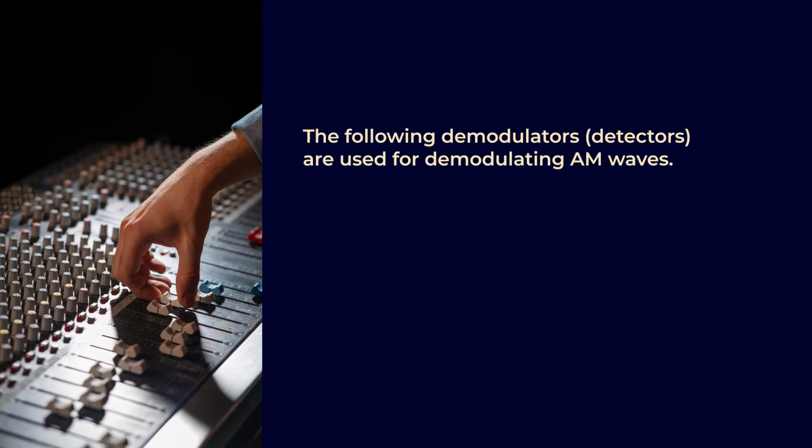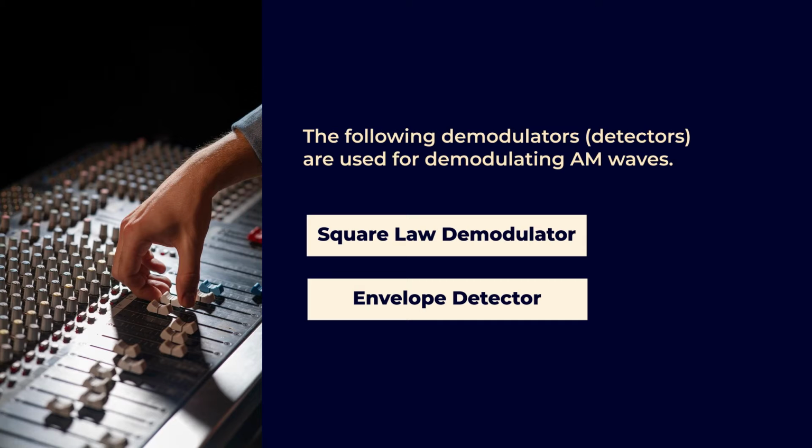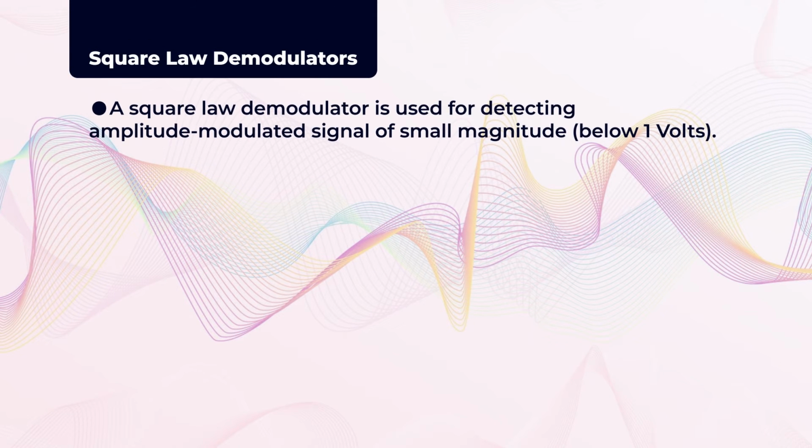There are two methods for demodulating the amplitude modulated wave, or we can say there are two demodulators or detectors for demodulating the amplitude modulated wave. The first one is square law demodulator and the second one is envelope detector. Now, first we will see the square law demodulator.